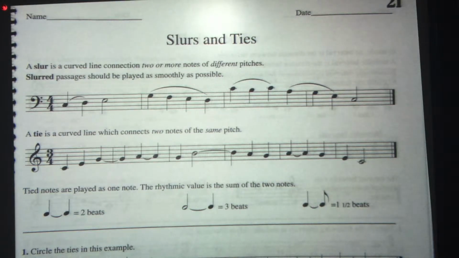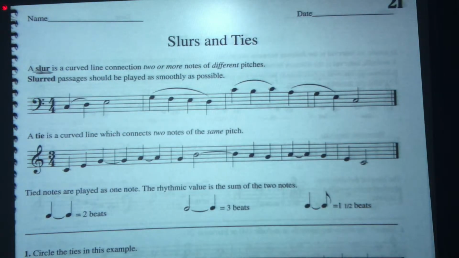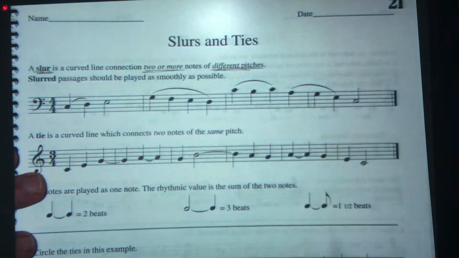Okay, we're now ready for Slurs and Ties. This is page 21 in our written assignments book. Definition you should know, slur, and I hope at this point you probably know it. A slur is a curved line connecting two or more notes of different pitches. You need to know that. Okay? Slurred passages should be played as smoothly as possible.